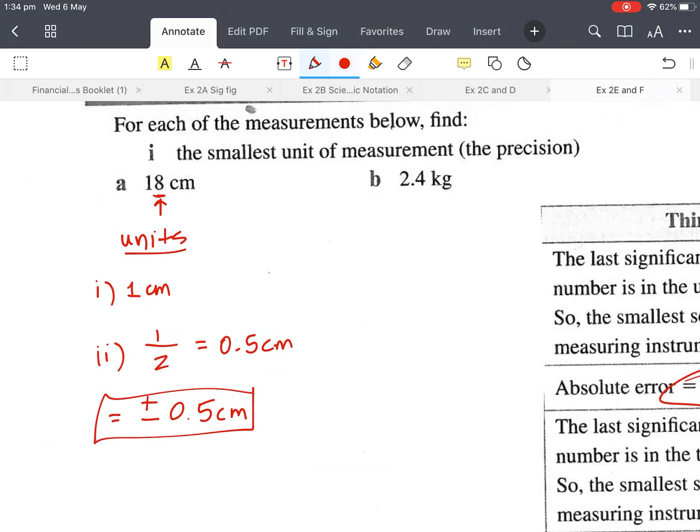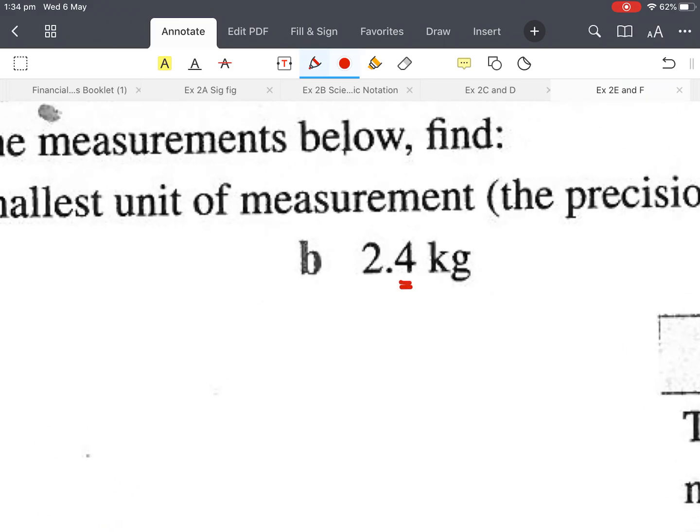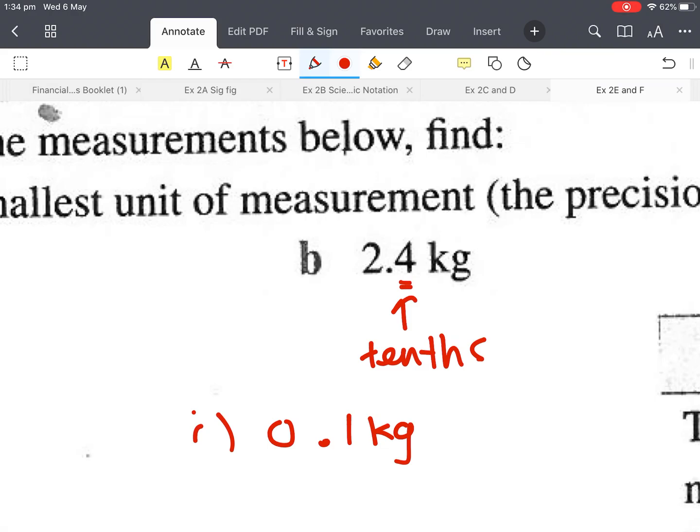All right, next one, 2.4 kilos. If you read this one here, 2.4 kilos, the last significant figure is in the tenths position, isn't it? So therefore, the smallest unit of measure is in the tenths position. Now the smallest unit I can measure with is the number 1, not 0, because 0 is not a measurement, it's the 1. So I put a 1 in the tenths position. So my smallest unit of measurement is going to be 0.1 kilograms because my question is in kilograms.